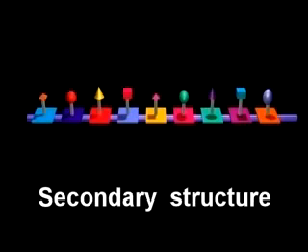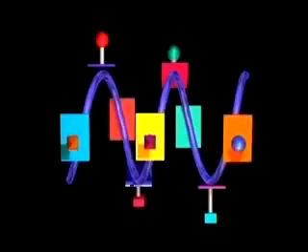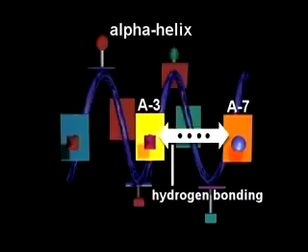The shape taken up by the chain of amino acids in a protein is called the secondary structure. The secondary structure is governed to a large extent by hydrogen bonding between segments of the chain. This bonding often leads to a spiral structure known as alpha helix.